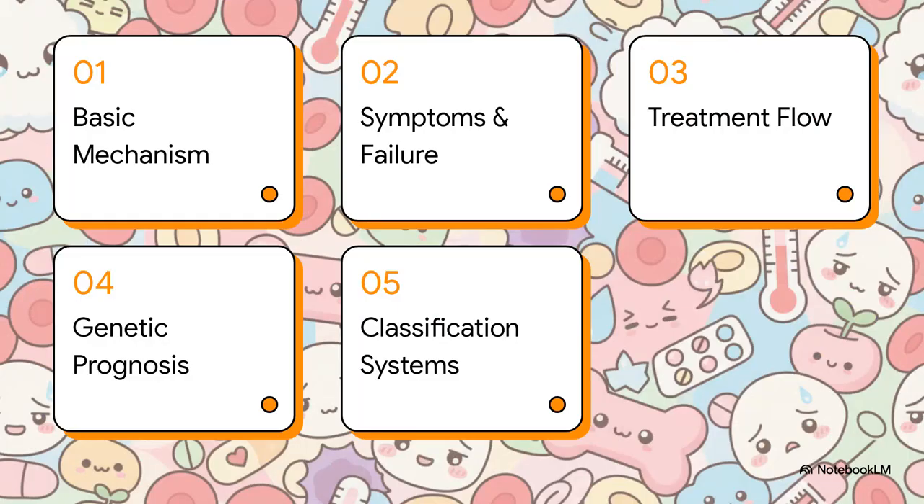Here's a quick look at our agenda for today. First, the basic mechanism of AML. Then, we'll look at normal hematopoiesis failure and its symptoms. Third, the treatment flow toward remission. Fourth, how chromosome abnormalities dictate prognosis. And finally, we'll compare the two classification systems, FAB and WHO.